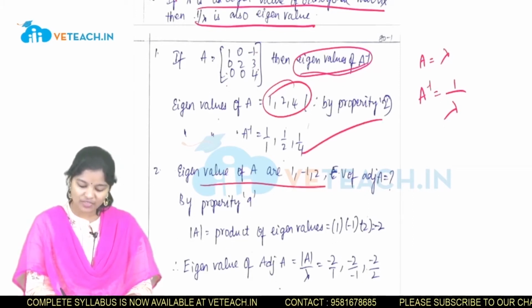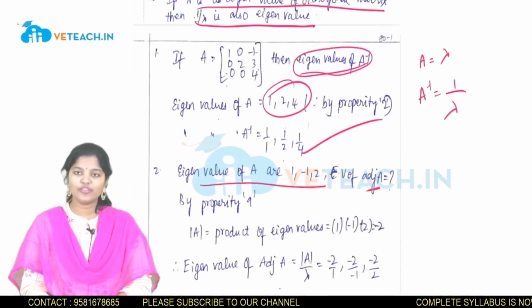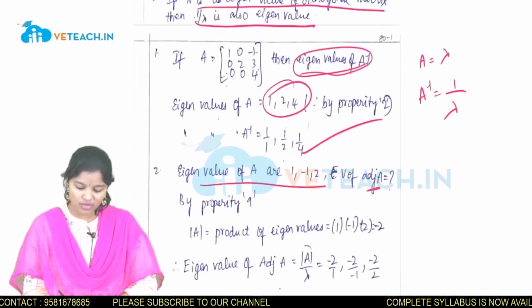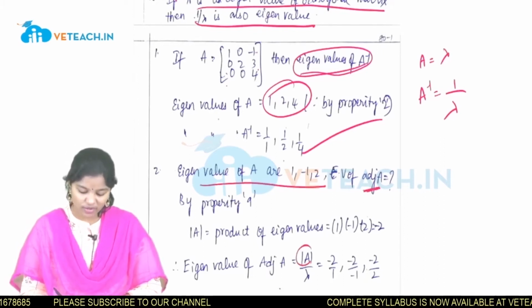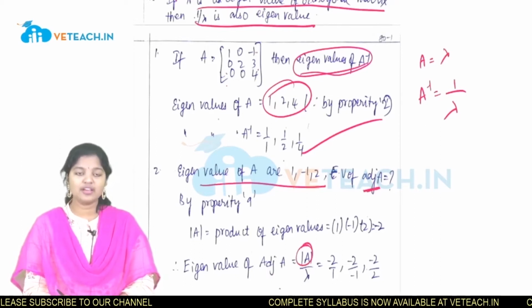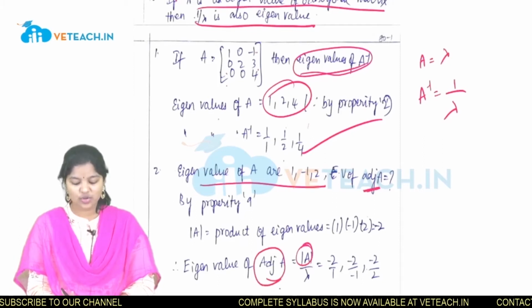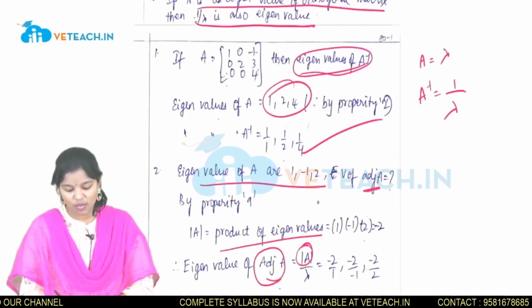Next, eigenvalues of A are 1, minus 1 and 2. What will be the eigenvalues of adjoint A? Simply find out the det A value, and det A by lambda is the eigenvalue of adjoint A. That means det A is the product of eigenvalues. So what are the eigenvalues?